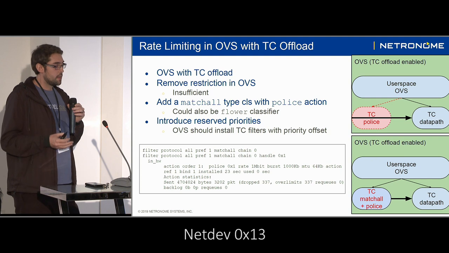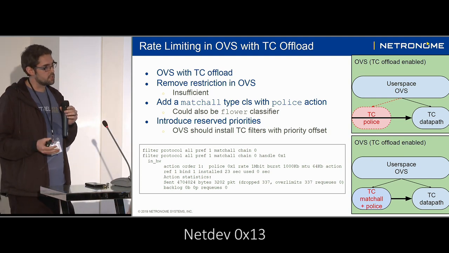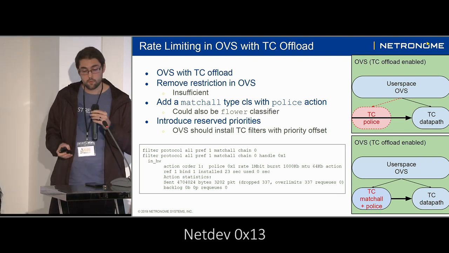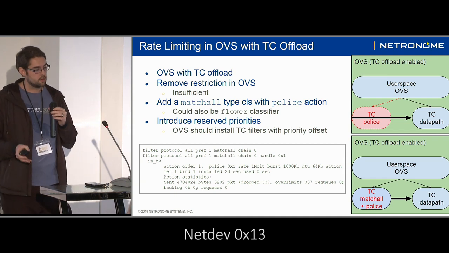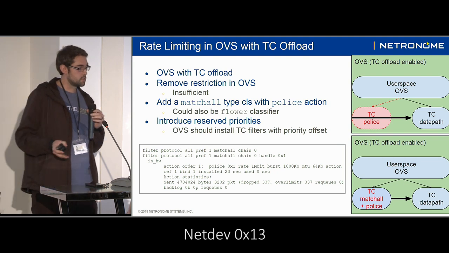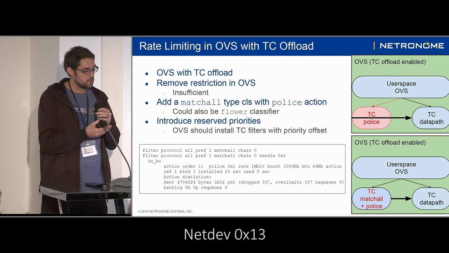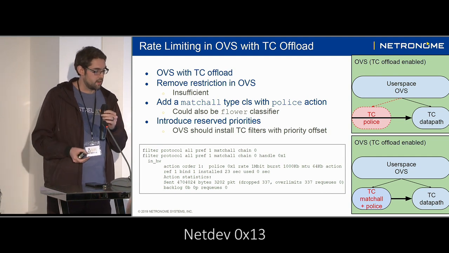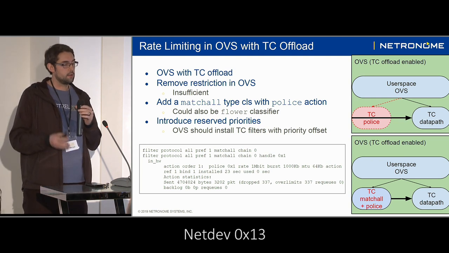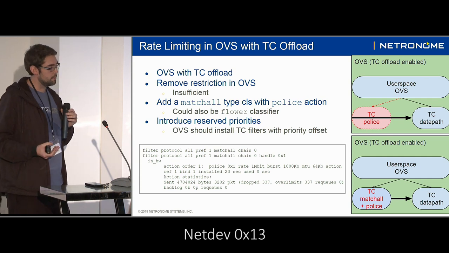Additionally, a basic filter is not ideal for offload. We'd actually prefer something like match all or even the flower classifier. In the meantime, we've decided on match all because it more closely follows the design of OVS. So we've gone ahead with the match all classifier type, but it's feasible using a flower classifier as well for the rate limiter. Then, secondly, what we did is we introduced the notion of priorities in OVS.